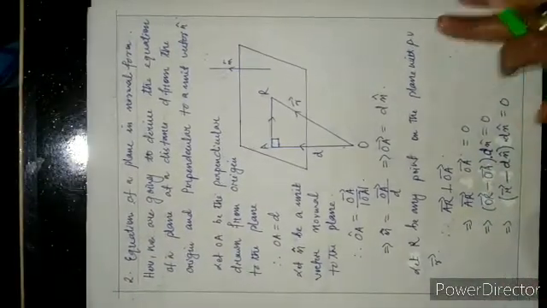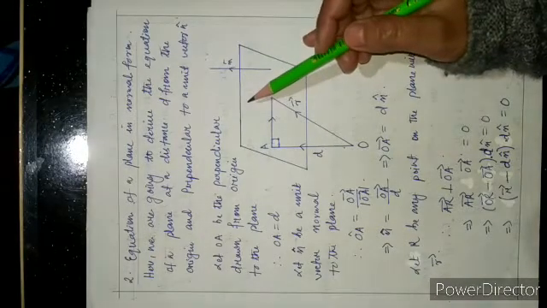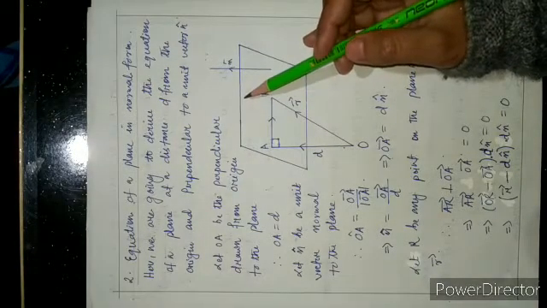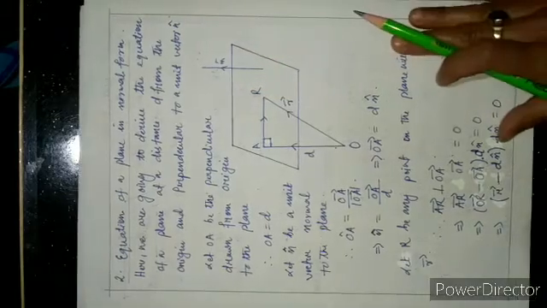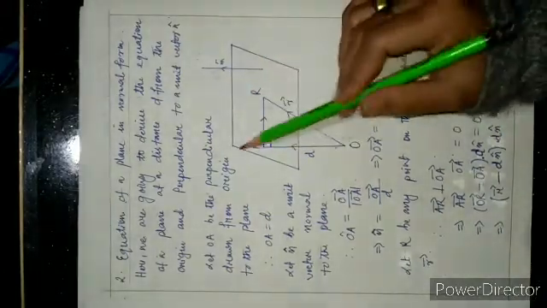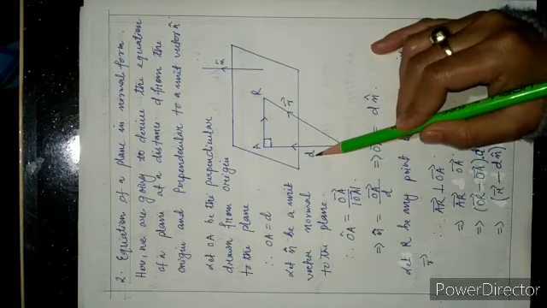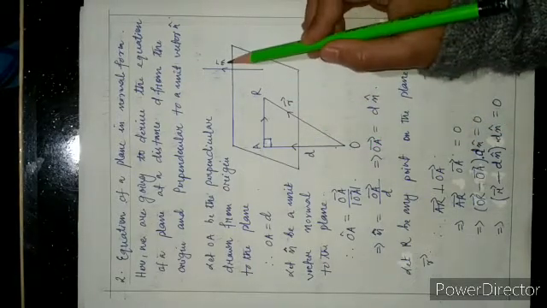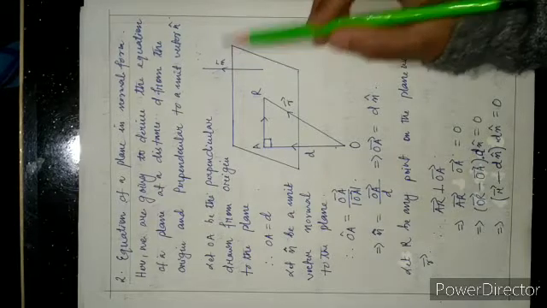Next, theorem number 2: equation of the plane in normal form. Here we are going to derive the equation of a plane at a distance d from the origin and perpendicular to a unit vector n cap. The plane is at distance d from the origin, and the normal is the unit vector n cap.